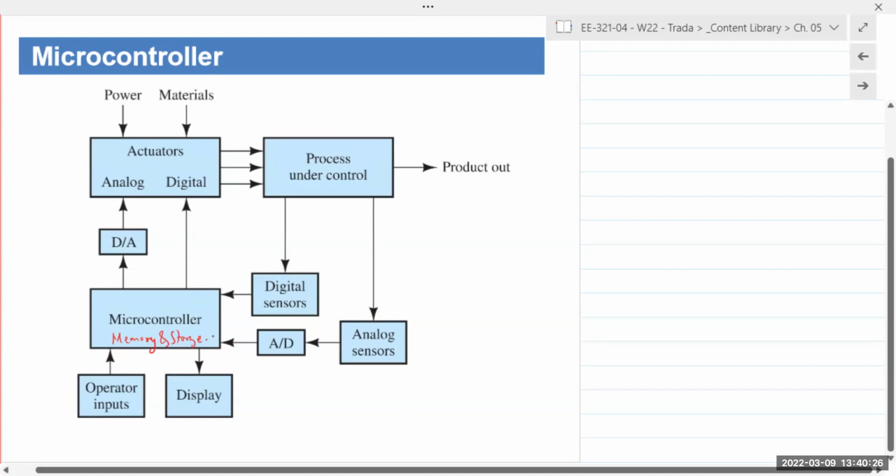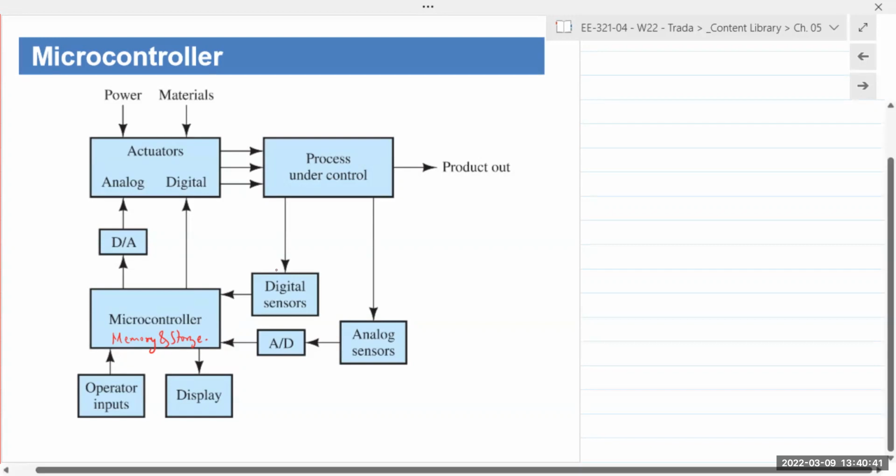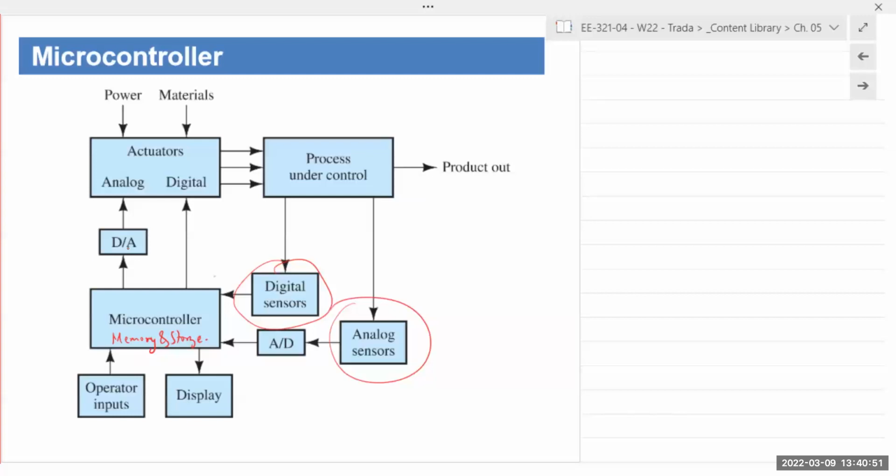But most of the time it's separate. So again, the purpose is the same. You want a microcontroller that is not that powerful, but is good enough to handle the specific application, right? So you have the digital sensors and the analog sensors feeding input into the microcontroller, and the microcontroller sends the output. And from the output, it can do whatever functions you want.